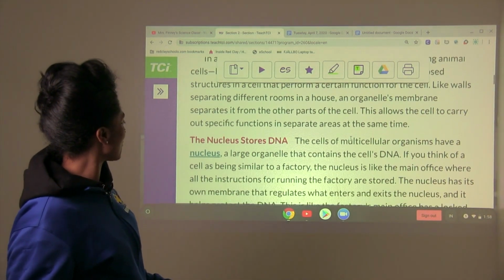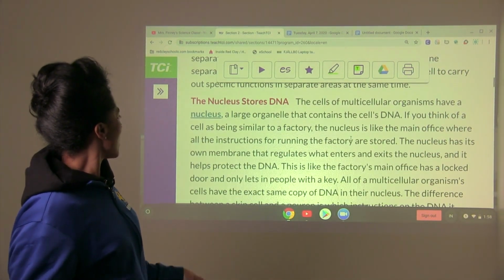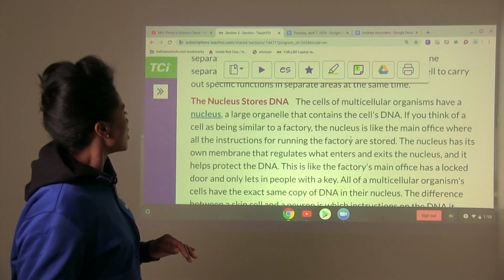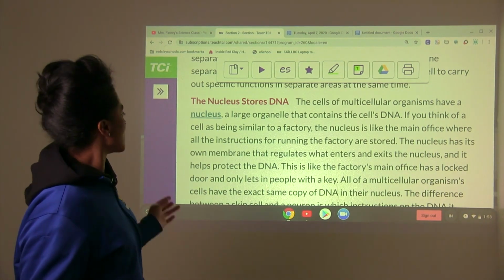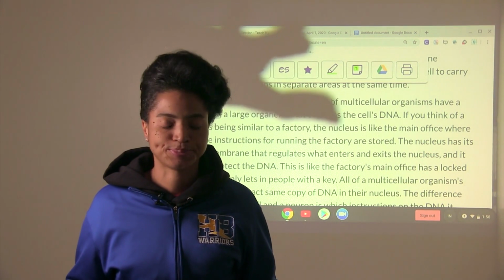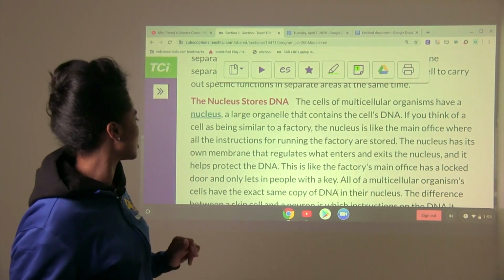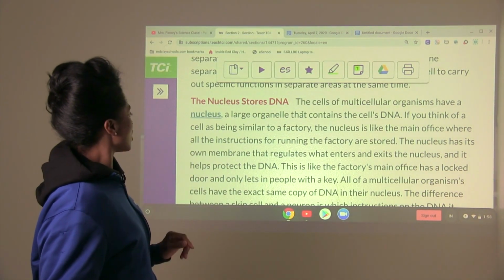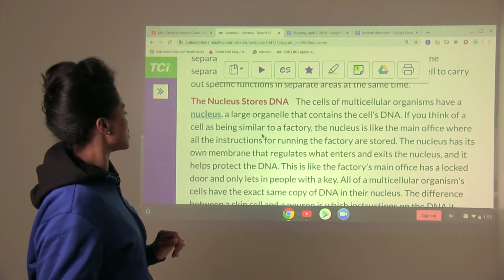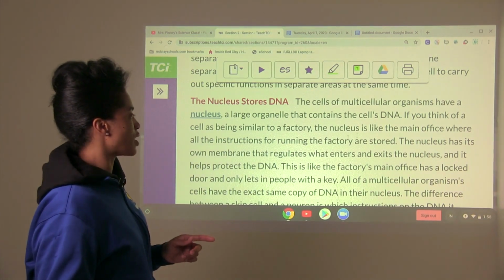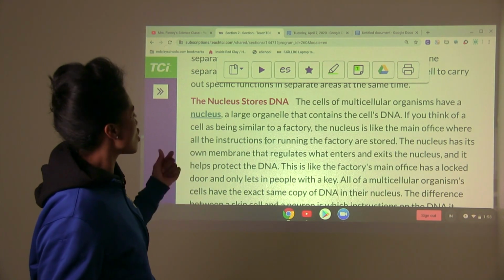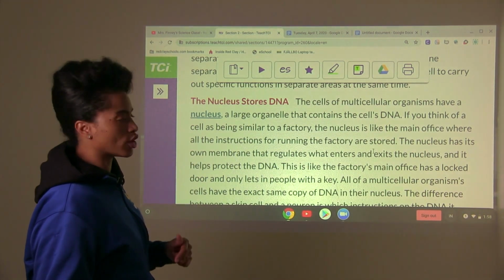All right, let's talk about the first one. The nucleus stores DNA. The cells of multicellular organisms have a nucleus. How many of you have heard of the word nucleus before? Nod your head. You probably heard that term before. Nucleus is a large organelle that contains the cell's DNA. If you think of a cell as being similar to a factory, the nucleus is like the main office where all the instructions for running the factory are stored.